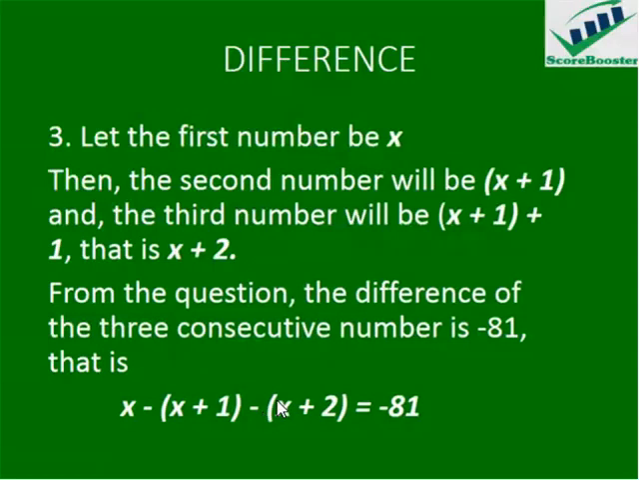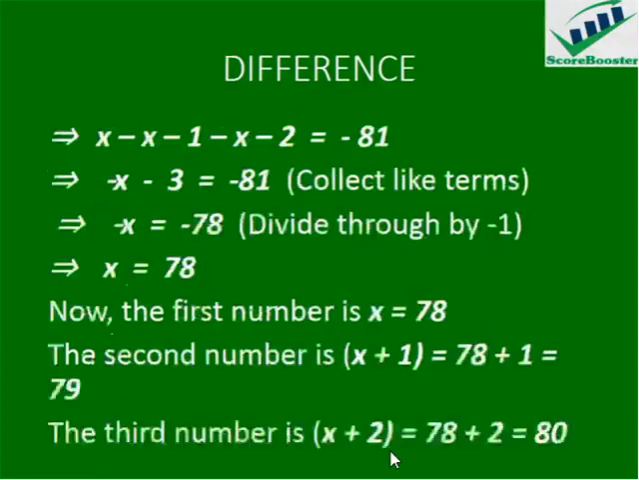Minus 1 times plus x, we have minus x. If you write ordinary x, it means 1x. So this means 1 multiplied by x plus 2. So minus 1 times plus 2 will give what? Minus 2 equals minus 81. So we have x minus x minus 1 minus x minus 2 equals minus 81.